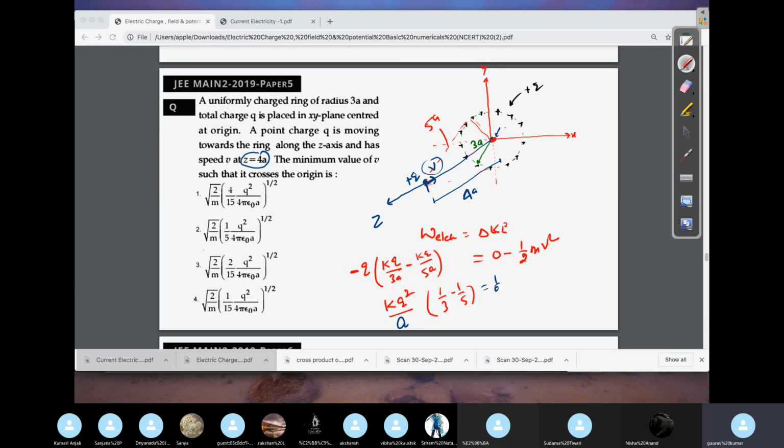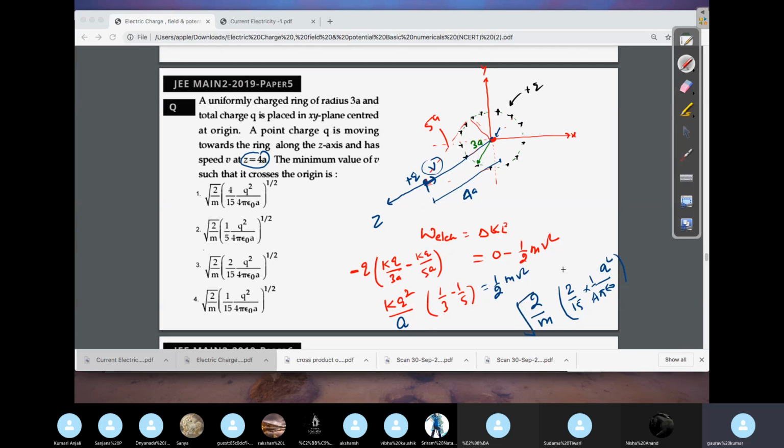Equals to half m v square. So we can cross multiply, and this m will come outside, 2 by m. This entire thing is 2 by 15. I can write here 2 by 15 into 1 by 4 pi epsilon naught, and then q square. V square is there, so to the power of half, we'll get root here.